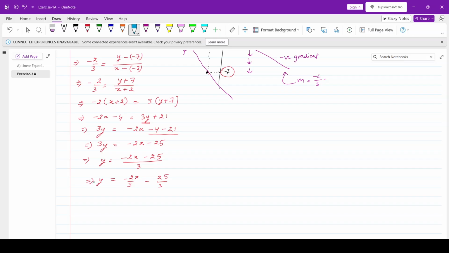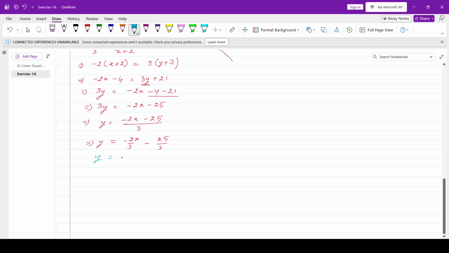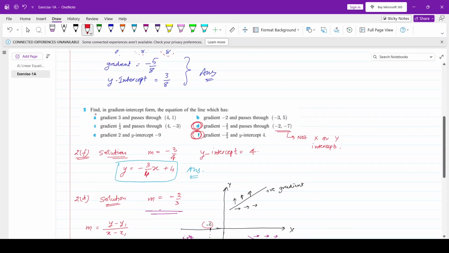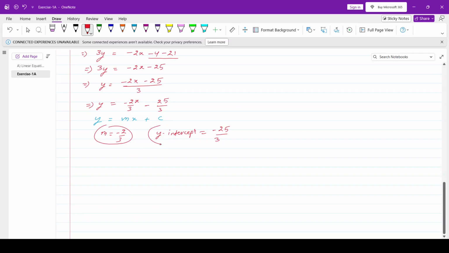can we say this equation is in the form mx plus c? When we say this equation is in this form, then we mean that m is equal to -2/3, which was already given, and the y-intercept is -25/3. And in this question, it says find the equation of the line in gradient intercept form. So this was the extra step we did, but in gradient intercept form, this is our final answer. We got the equation for this line in this form.